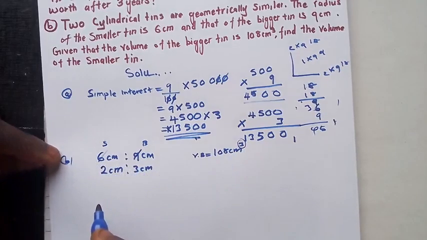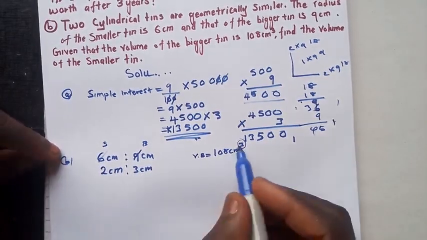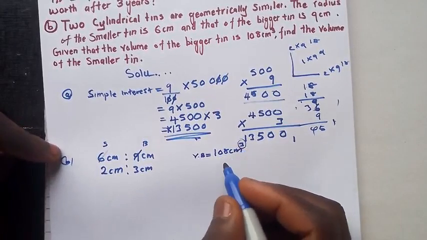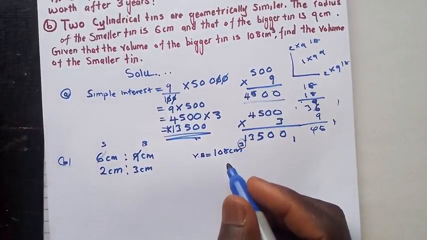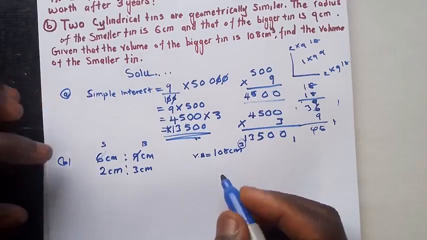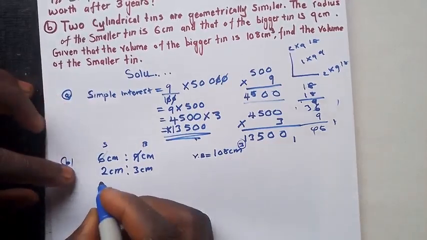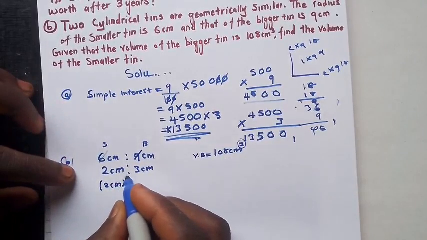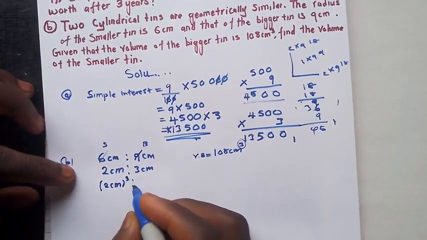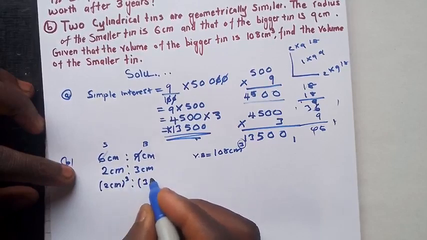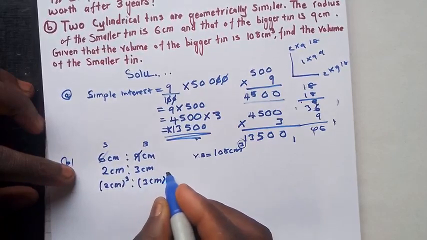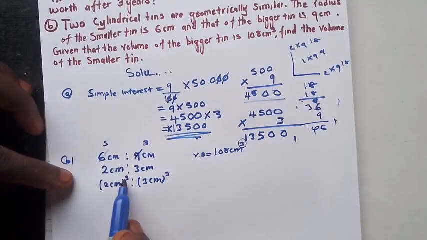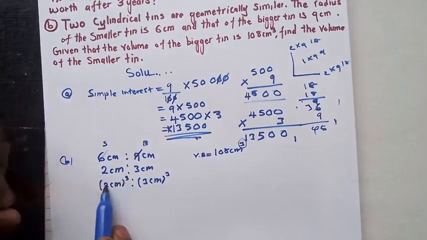Now, how are you going to do that? Since we know that this one is power 3 or centimeters cube, which means on this part here we are going to use now the idea under indices. So in this case here I'm going to say open bracket 2 centimeters to the power 3 to open bracket 3 centimeters to the power 3. When I do this, I know that this 3 here is also on what?